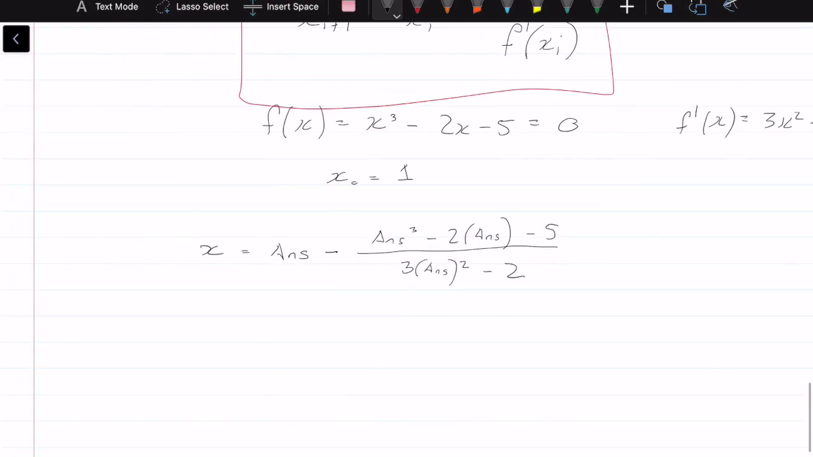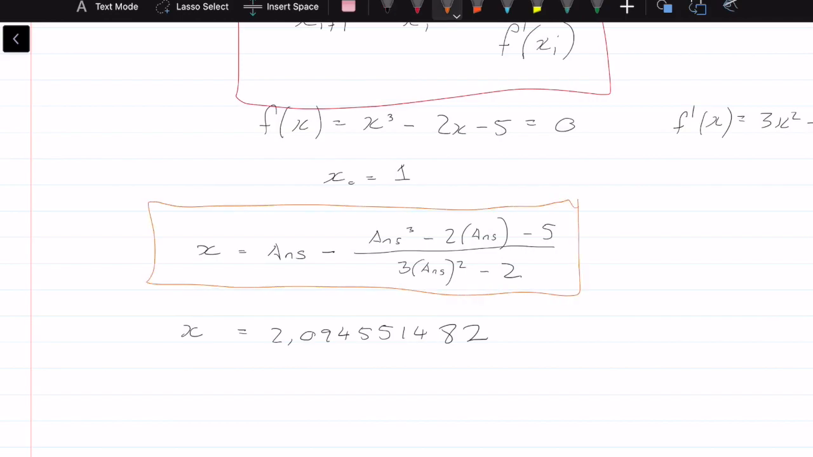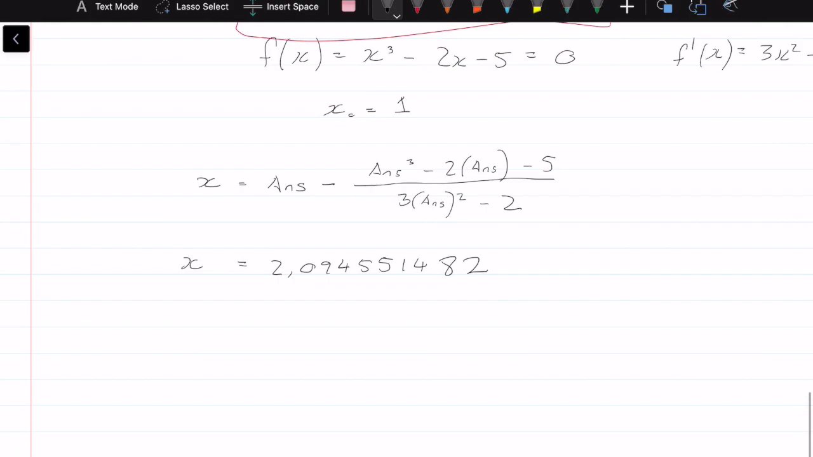Once you have it in this format, you keep clicking equals until you see that the value starts to plateau or become constant. If we keep clicking, we come out with the answer x is equal to 2.094551482. So whatever you type into your calculator should look something like this. You store the answer, and all you need to do is click equals repeatedly until you see the number converge to a given number.